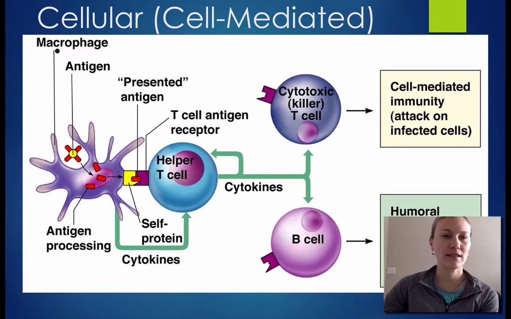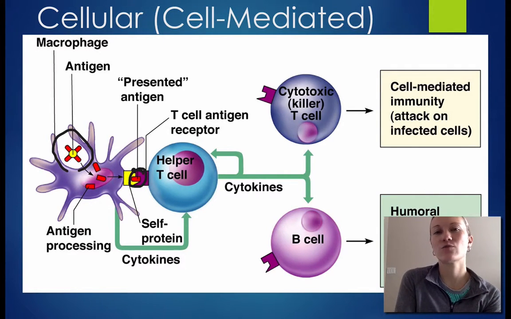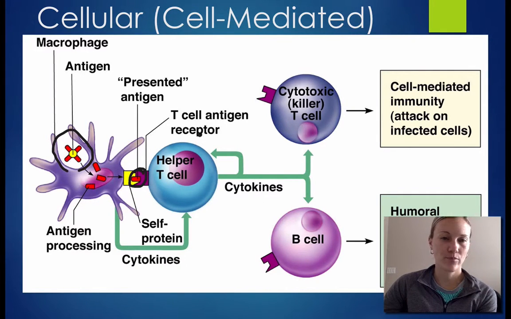So cell-mediated, you basically have this macrophage, and it's going to engulf the antigen, okay? And then it's going to present part of that antigen. This is the antigen presentation, where it's going to show those helper T cells, hey, this is what the virus looks like, you're going to attack this, okay? Then the T cell is going to be the receptor off of that. We call it a helper T cell because it's going to help. Then from there, you're going to have cytokines that are going to mobilize cytotoxic killer T cells. The cytotoxic T cells are going to attack infected cells, okay?